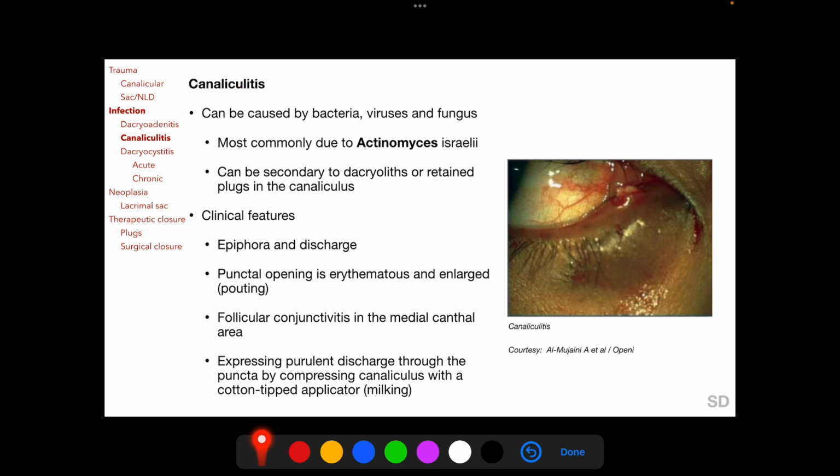Canaliculitis can be caused by bacteria, viruses, and fungus, but is most commonly due to Actinomyces israelii, and this is very important to remember. Canaliculitis can also be secondary to dacryocystitis or retained lacrimal plugs in the canaliculus. Clinical features of canaliculitis include epiphora and discharge. The punctal opening appears erythematous and enlarged, and this is called pouting of the punctum. Follicular conjunctivitis can be present in the medial canthal area, and purulent discharge can be expressed through the puncta by compressing the involved canaliculus with a cotton-tipped applicator, as seen in this picture.